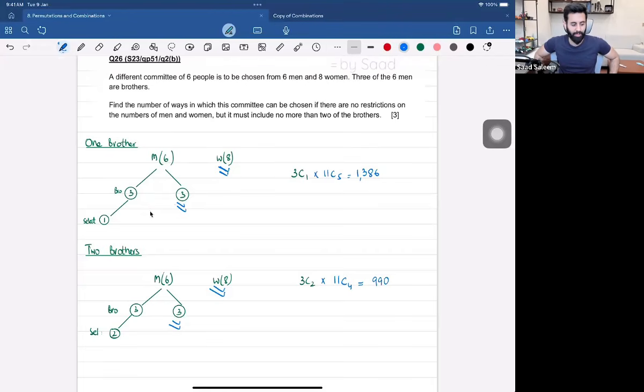2 से ज़्यादा नहीं होने चाहिए ना. That means 2 से कम तो 2 या 2 से कम तो हो सकते हैं. So 2 हो सकते हैं, 1 हो सकता है, 0 भी हो सकता है.